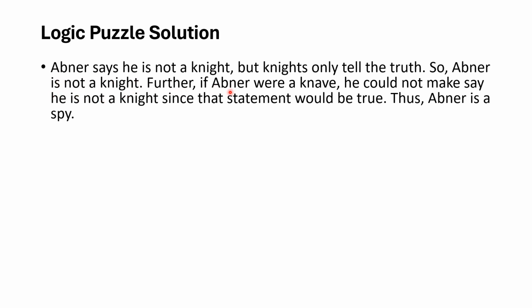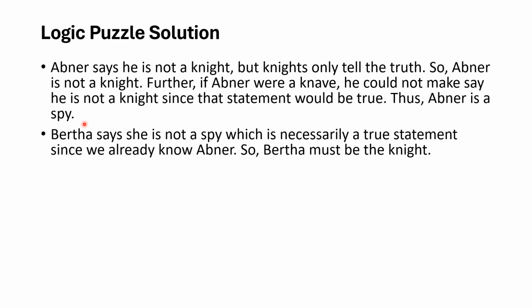But if Abner was a knave, and knaves always lie, then the statement that he's not a knight is a true statement, in which case we have a contradiction. So he couldn't make that statement if he was a knave. And so we've eliminated 2 out of the 3 possibilities. So Abner, in fact, is the spy. And since we were told that there's only one person of each type, the other 2 people are either a knight or a knave. They can't be a spy.